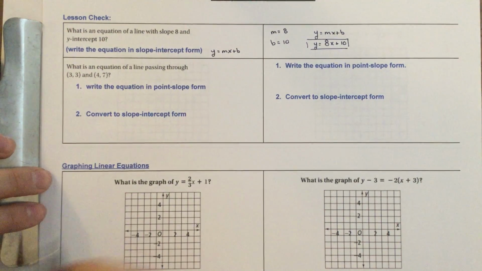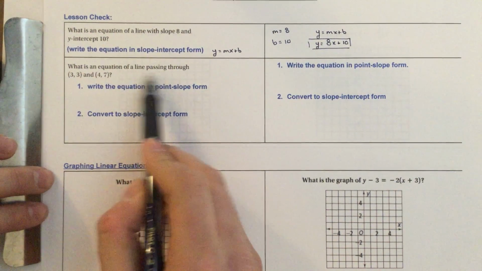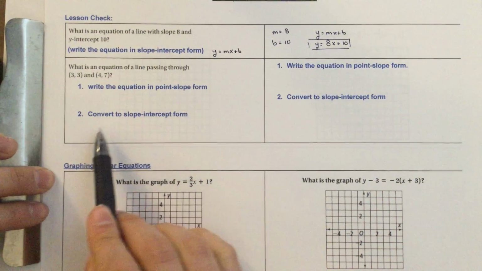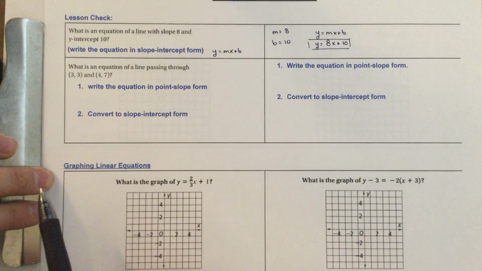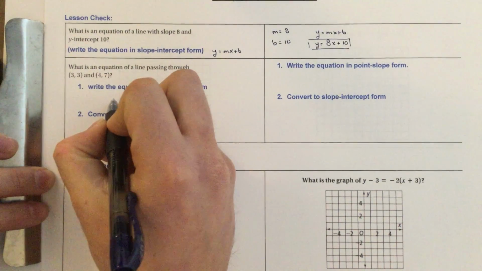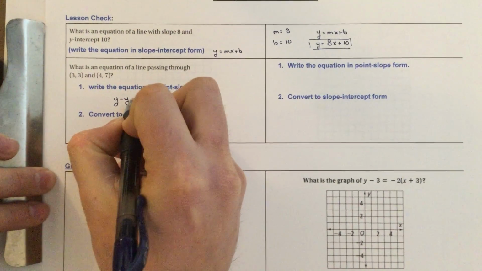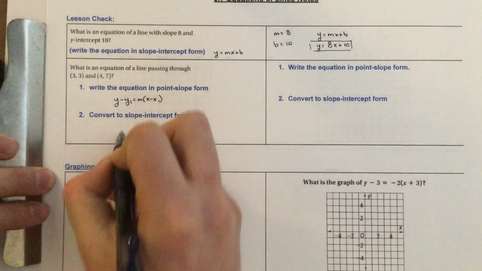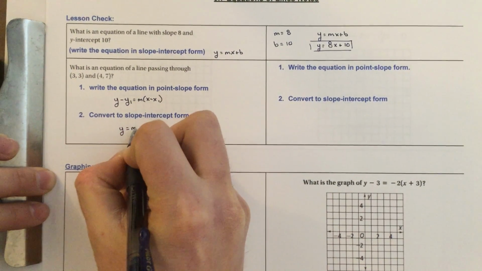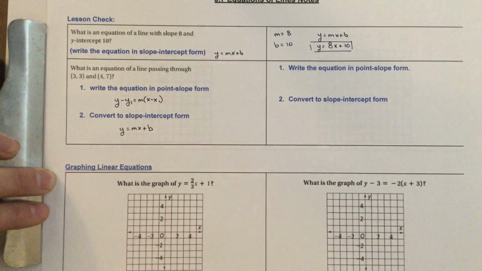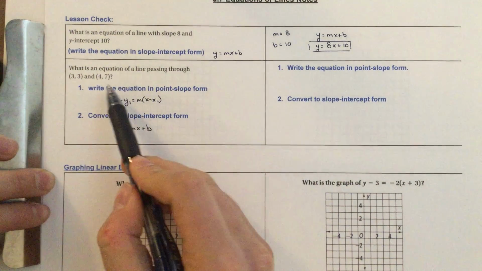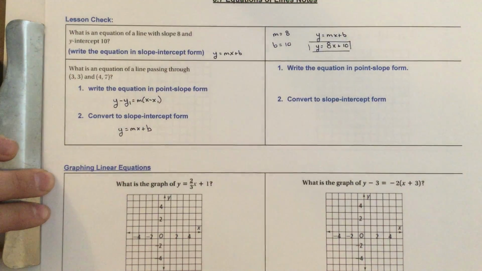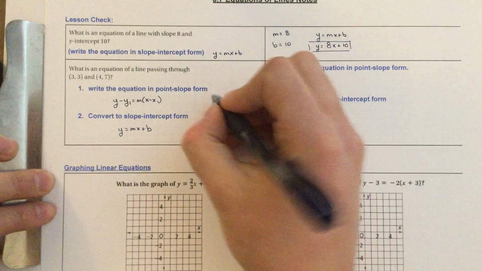The second one says, what is an equation of a line passing through 3, 3 and 4, 7? Let's write it in point slope form and then convert it to slope intercept form. So we're going to first write it in y minus y1 equals m x minus x1 and convert it to slope intercept form. Now you notice here we don't know the slope, m. That is something that we will have to find to solve and write this problem.